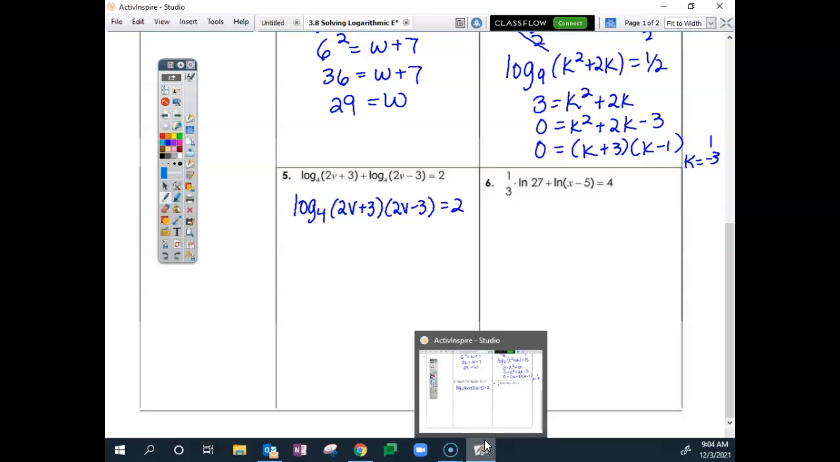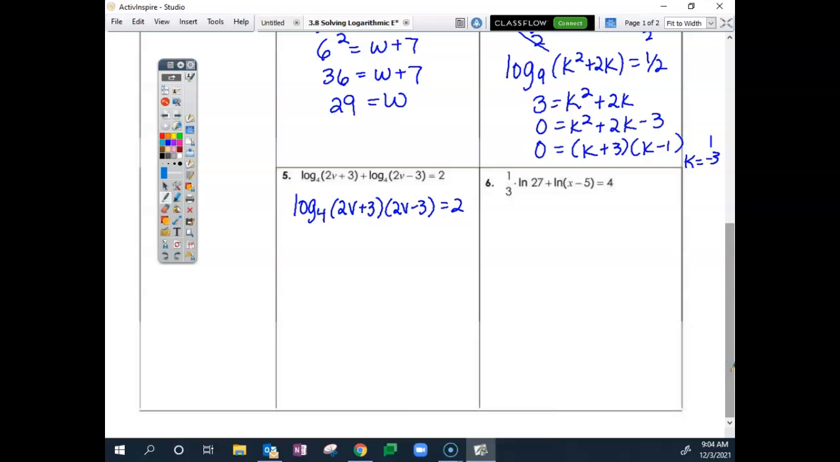All right. So, can we write it in exponential form? So we get 4 to the 2nd power equals this. Multiply? Yes, and we're going to multiply.